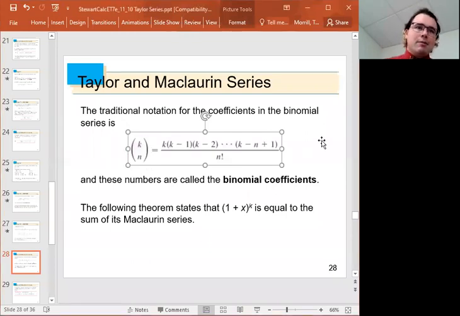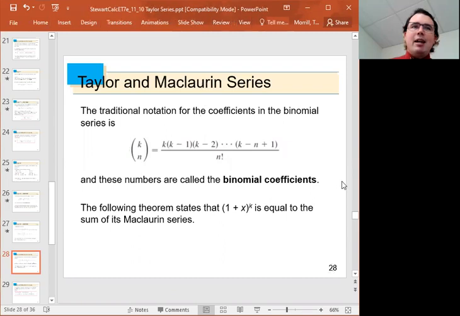So, is this function 1 plus x to the power k equal to the power series that we just calculated? Remember, this is not automatic. This is something that we need to check and verify.